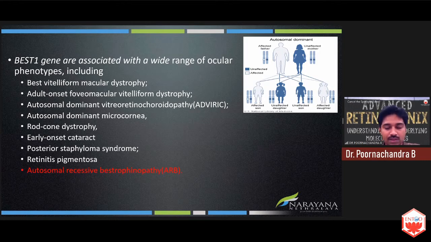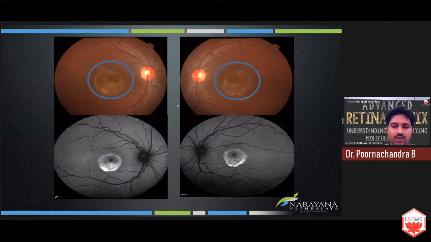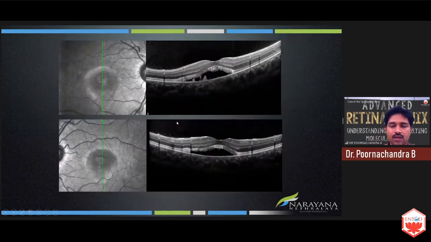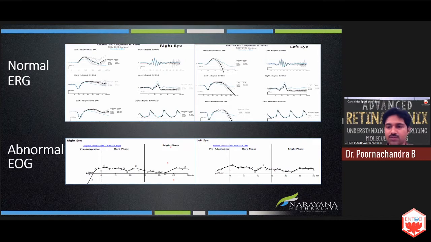The clinical features are slightly different from the dominant variety. So let me show an example of dominant Best disease. This is how they present. Usually they will have pretty good vision with vitelliform deposits at the posterior pole, which get better highlighted when you do autofluorescence testing. OCT will typically show subretinal fluid with deposits and elongation of the photoreceptor outer segments. And on electrophysiological testing, classically they will have a completely normal full-field ERG and an abnormal EOG, which is quite characteristic of dominant Best disease.